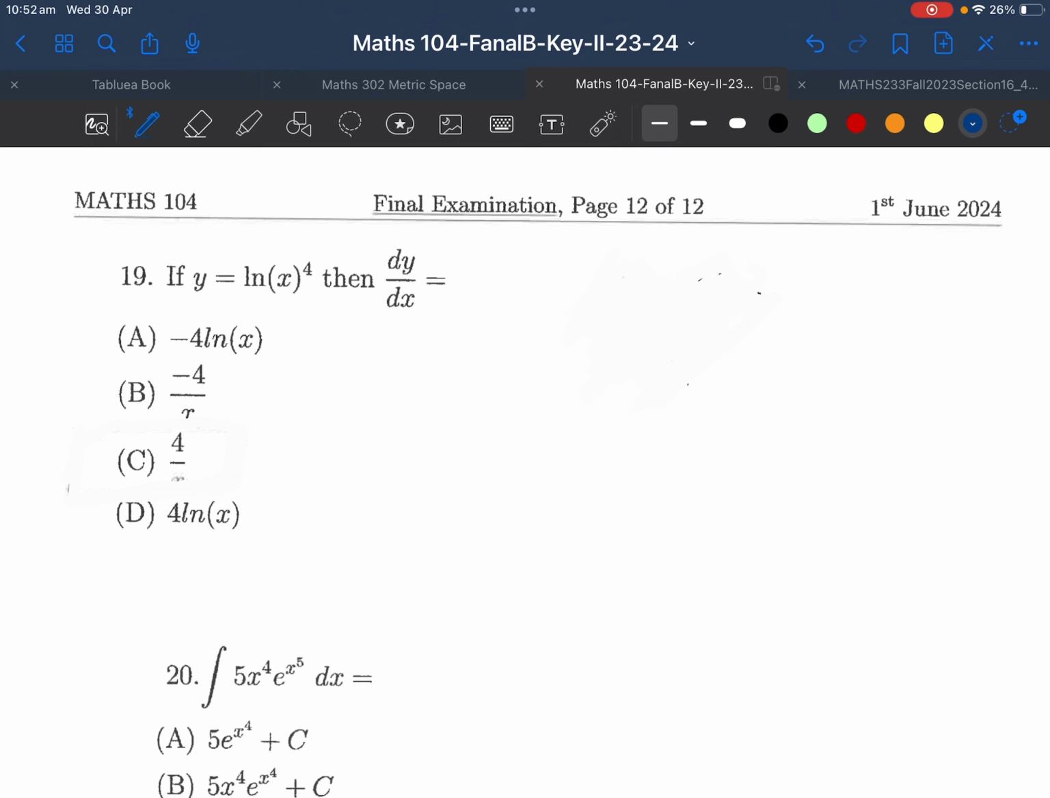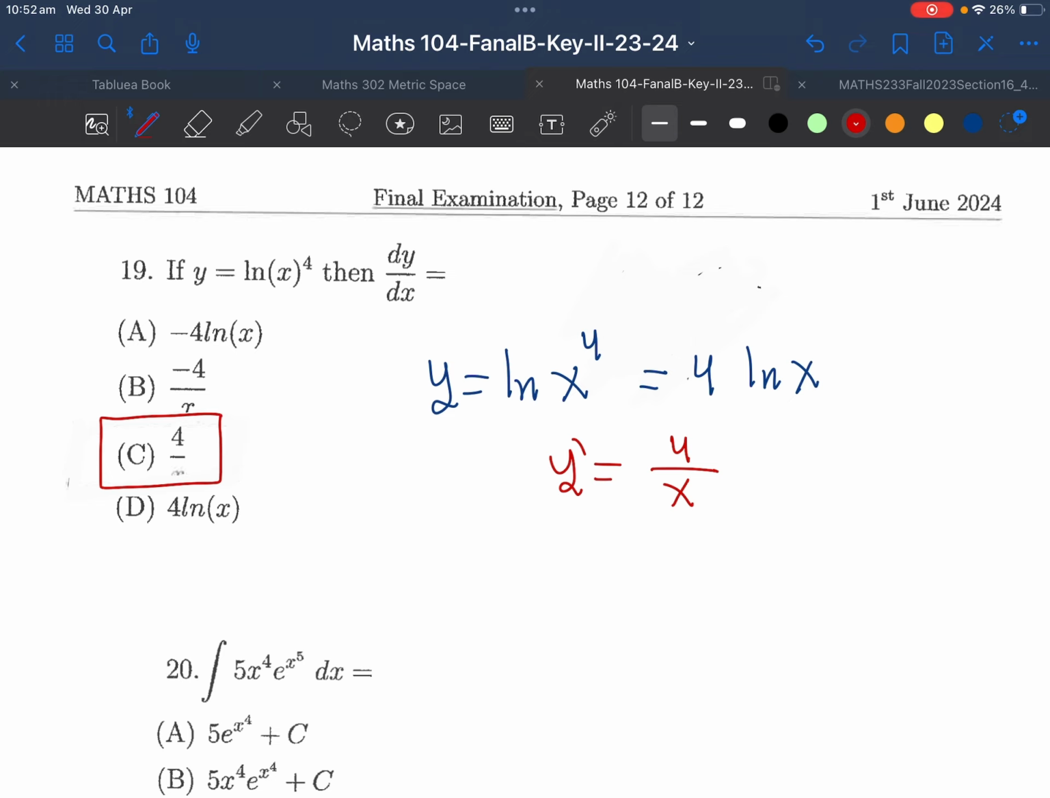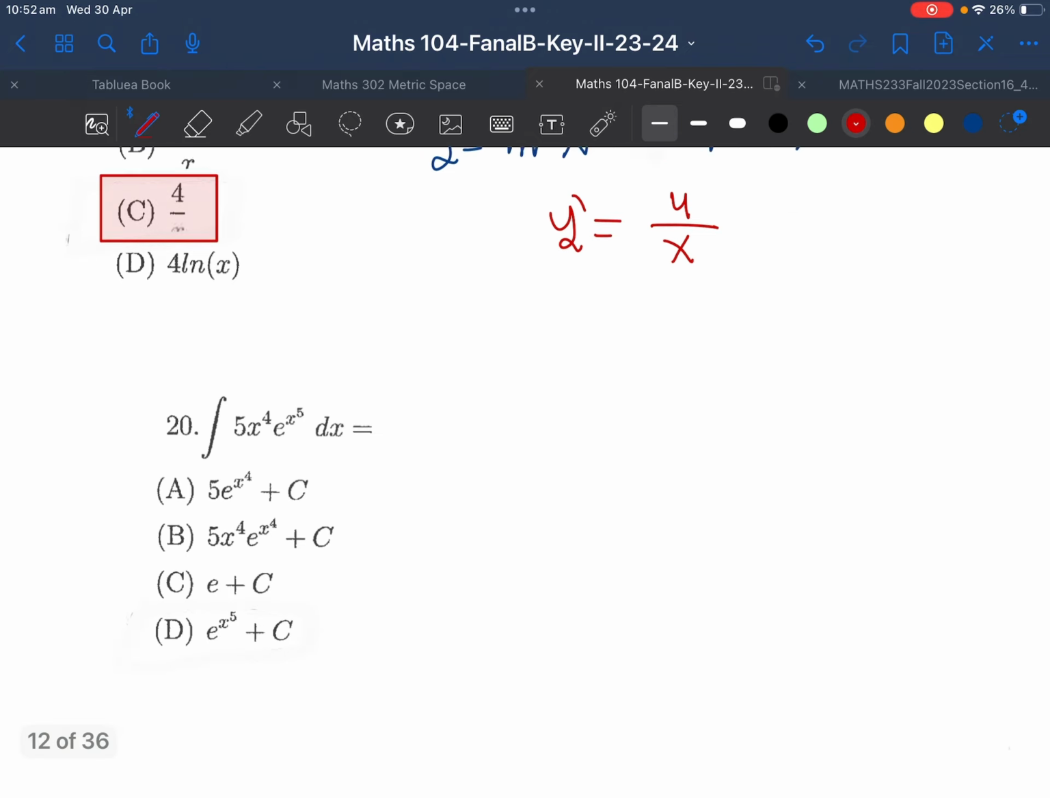Question 19. We have ln of x to the power 4. Now, first of all, let me just rewrite this one using the ln properties. What happened to number 4? It can go down, so we get 4 ln x. Now, this is easy. What is the derivative of ln? Just 1 over x. And this is part C.